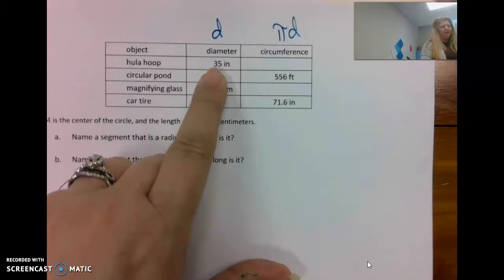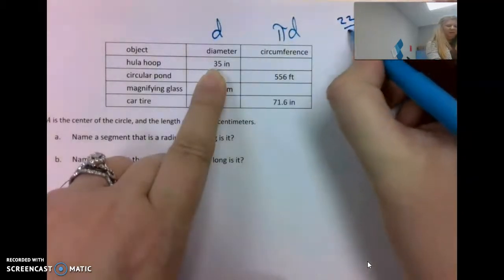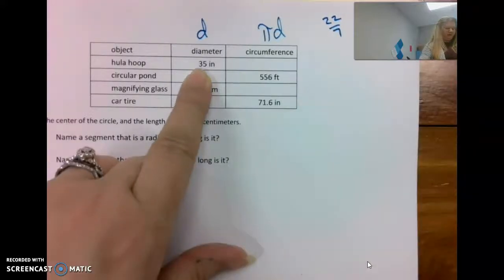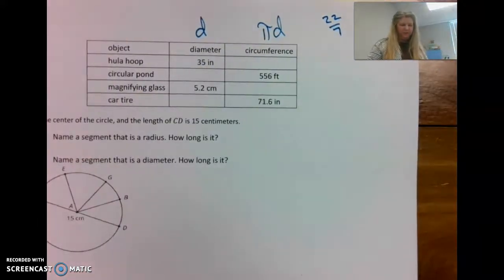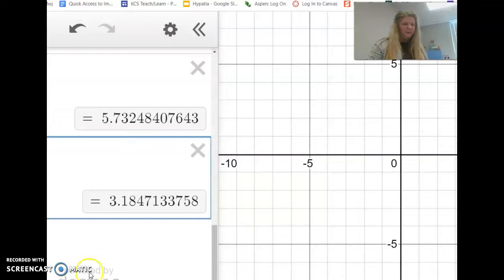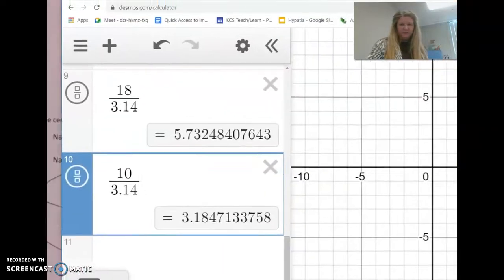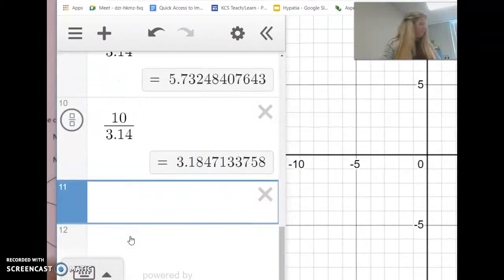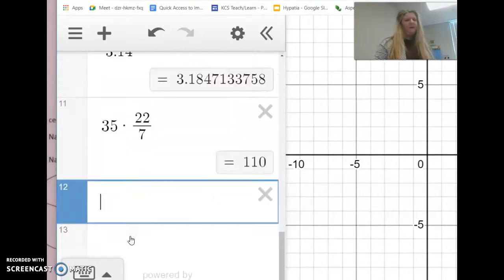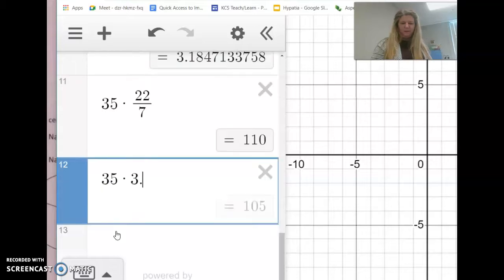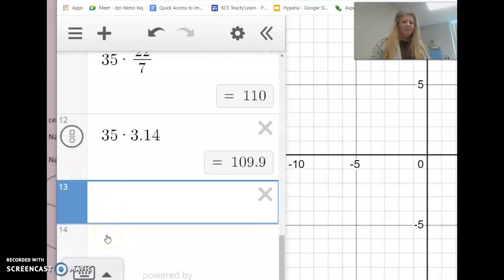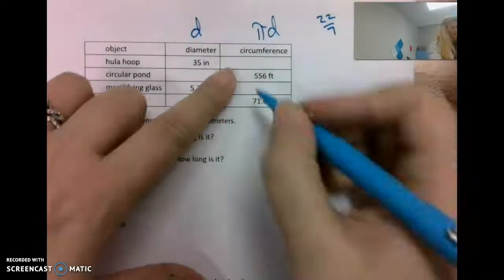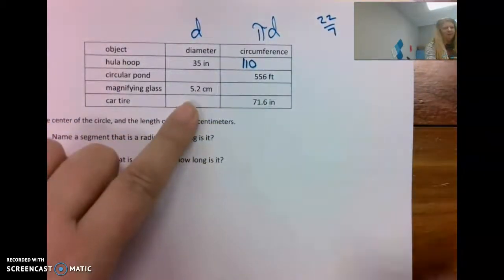I feel like 35 and 7 work pretty well together. So I'm going to use 22 over 7 for that one, just because I feel like those work well together, they're compatible. So I've got my calculator here, my Desmos, that's my favorite online. So I'm going to do 35 times 22 over 7. That gives me 110. Now if I used 3.14, see, super close. So we're talking about approximately 110 here. I try to think about compatible numbers when I'm doing math.